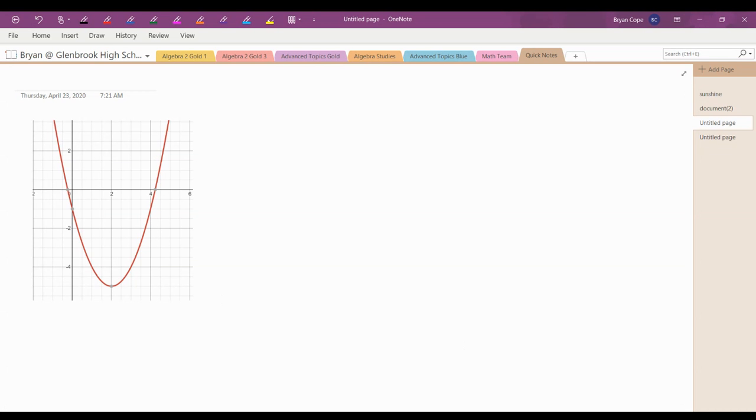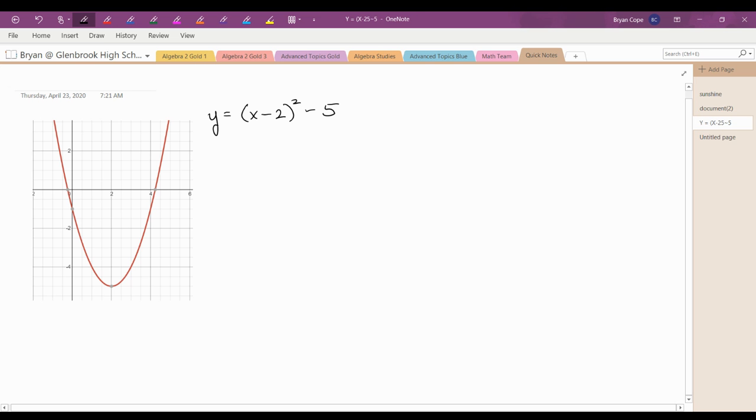Hi everyone, one short video here on some of the properties that show up once you're in vertex form. So I have a graph here that I want to tell you what the equation of it is. It's y equals (x minus 2) squared minus 5.